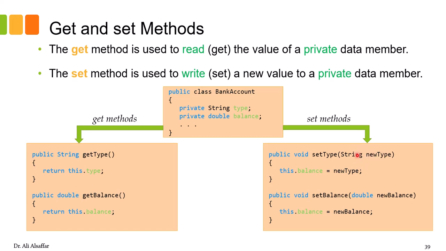Now for the input parameter, this is the new value that you want to use to replace the old value of the data member. You need to supply it as an input parameter. If the data member is a string, the input parameter is a string. If it is double, then the input parameter is double. So inside there is no return value. You simply move the new value supplied by the user into the data member.